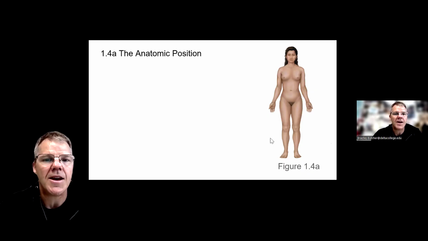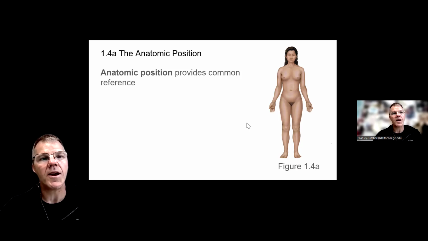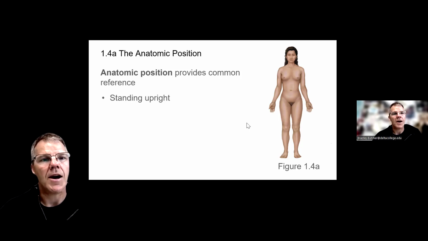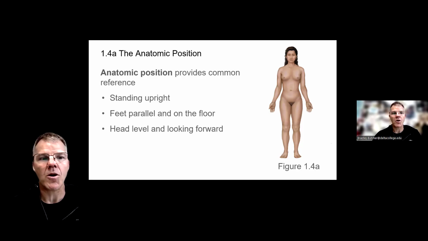Anatomical position is a standardized way in which we refer to the body. It provides a common reference when we're talking about different parts and where they are, and it gives us all the same frame of reference. Anatomical position always references the body standing upright. The feet are parallel and on the floor. The head is level and looking forward. The arms are at the side.